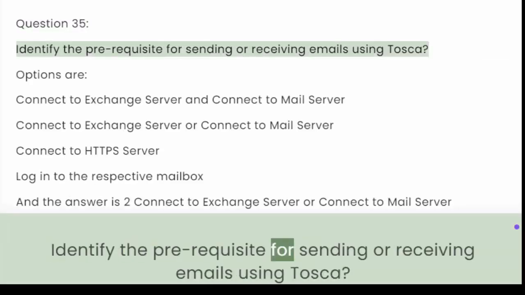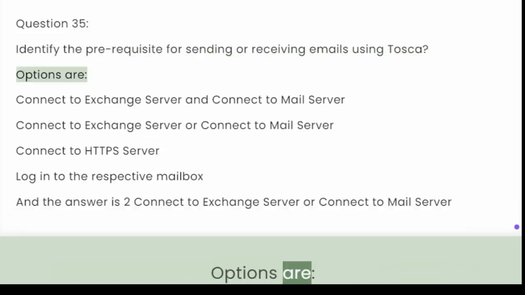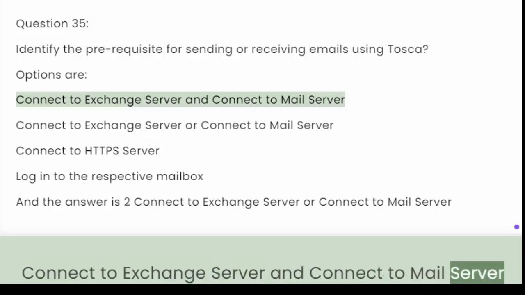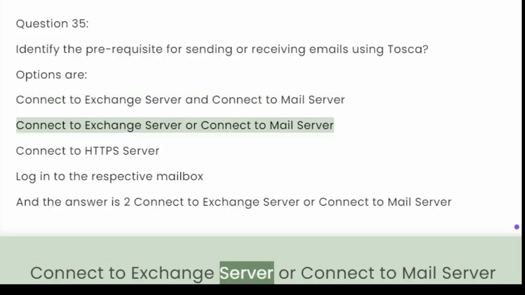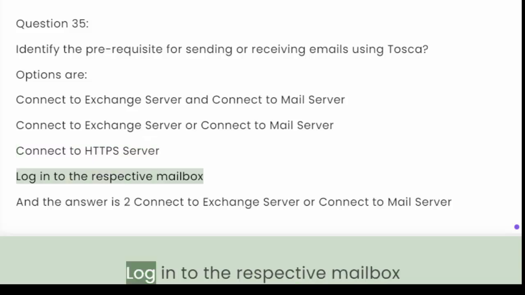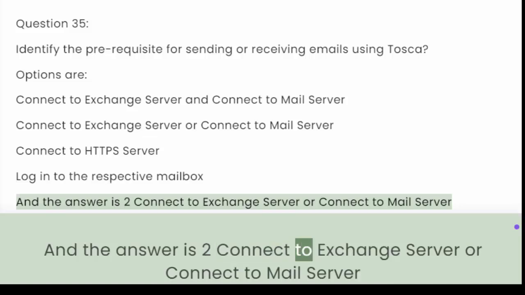Question 35. Identify the prerequisite for sending or receiving emails using Tosca. Options are: connect to Exchange server and connect to mail server, connect to Exchange server or connect to mail server, connect to HTTPS server, log into the respective mailbox. And the answer is 2, connect to Exchange server or connect to mail server.